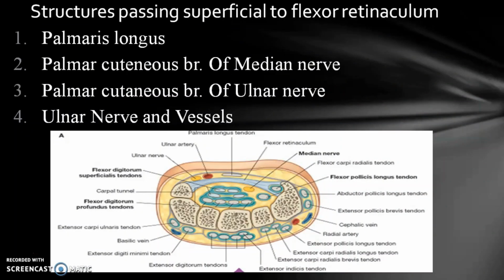So now we will see those things, that is structures passing superficial to flexor retinaculum. So above the flexor retinaculum we will be having some structures passing. Those are palmaris longus, palmar cutaneous branch of median nerve, palmar cutaneous branch of ulnar nerve and ulnar nerve with vessels. All these structures are passing above the flexor retinaculum.